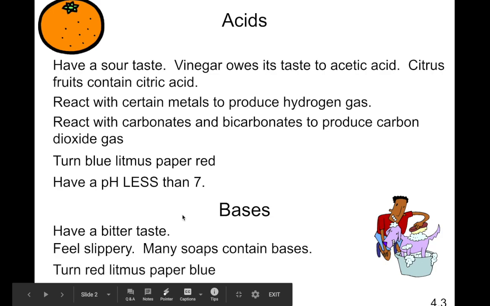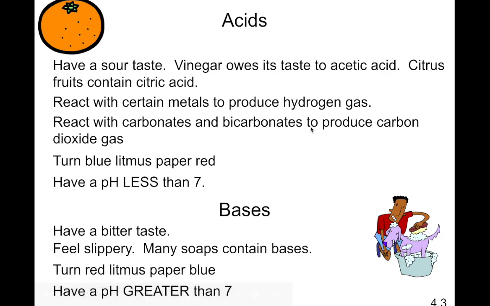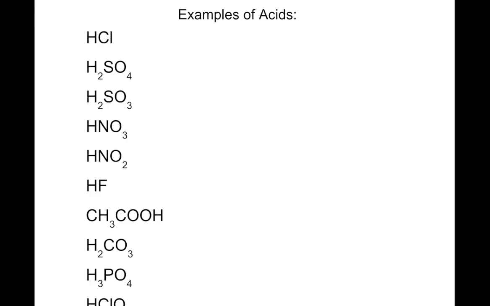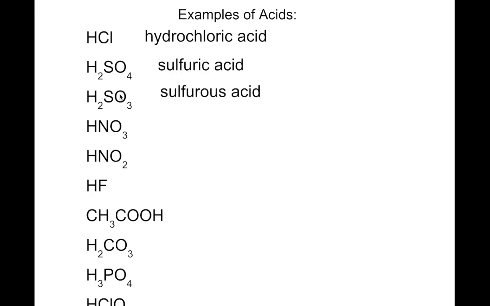They turn red litmus paper blue, and bases have a pH greater than 7. Here are some examples of acids: hydrochloric acid, sulfuric acid. Notice that when you have an acid that ends in -ic, like sulfuric acid, one less oxygen is sulfurous acid.